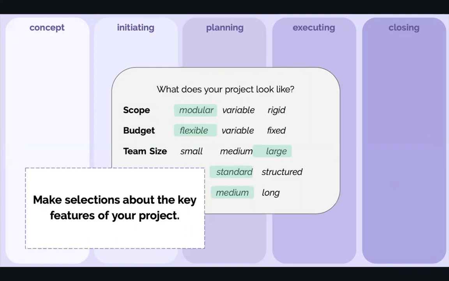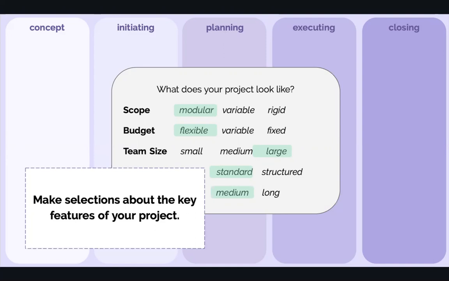When you're looking at your scope, you've got three options: modular, variable, or rigid. So you need to figure out where your scope lies within these three defining categories. And then you look at your budget. Do you have a flexible budget? Is your budget variable, or is it a fixed amount? And then you look at your team size. Do you have a small team, less than 50? The medium is 50 to 100, and large is 100 plus.